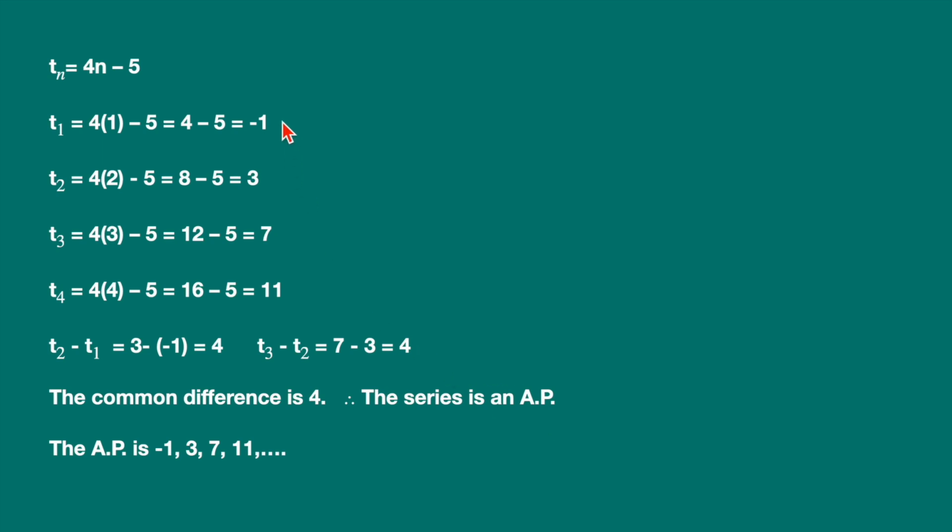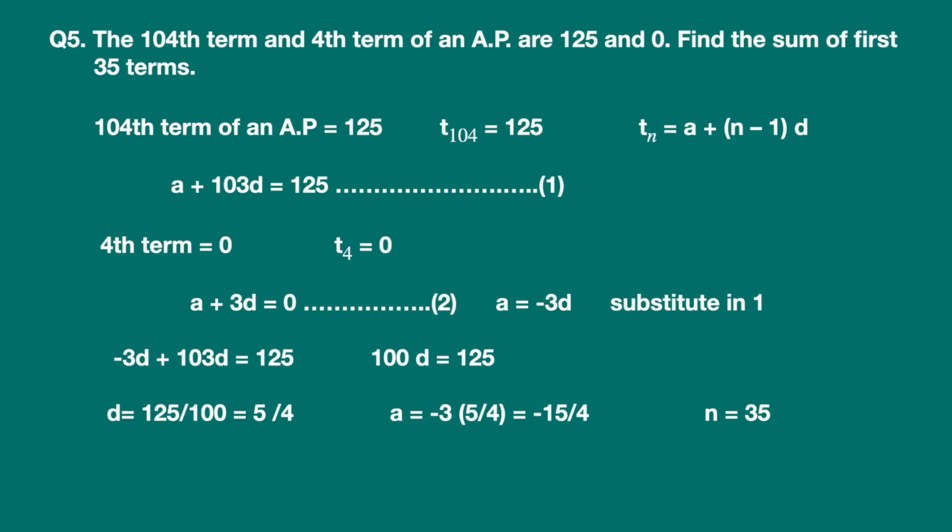And what is the series? This is the first term. Minus 1, 3, 7, 11, and so on. Question 5. The 104th term and the 4th term of an AP are 125 and 0. Find the sum of the first 35 terms.